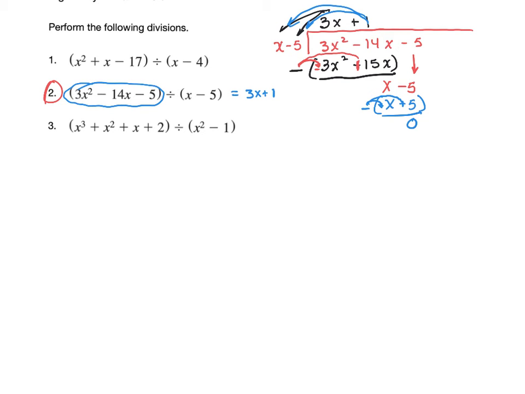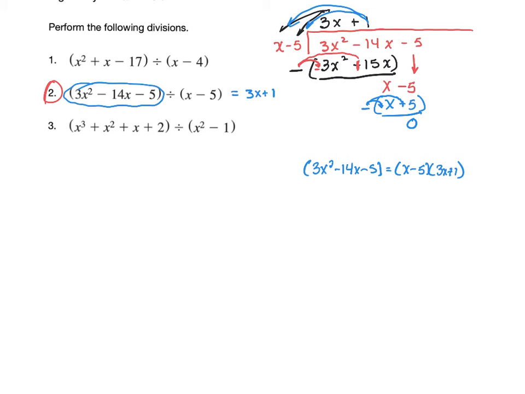3x squared minus 14x minus 15 into its factors. It's divisible by x minus 5 and 3x plus 1. And so if we were trying to solve this with the zero product property, we could then find our zeros. So we really like it when they come out even, like that second one did.